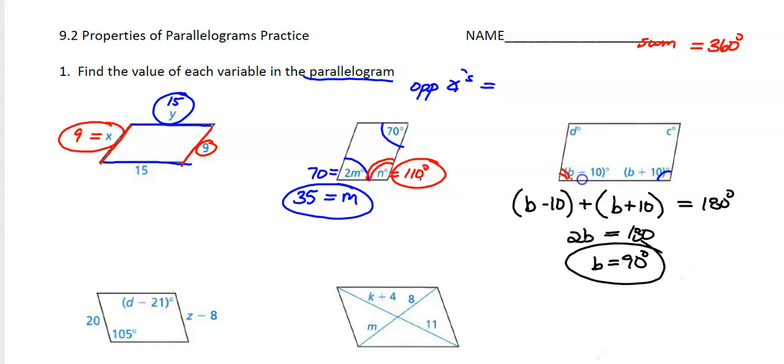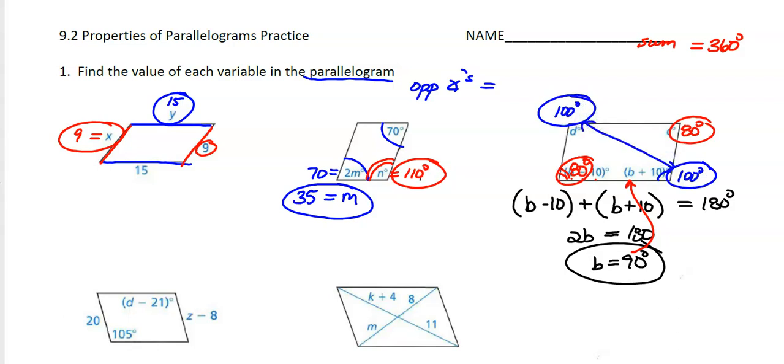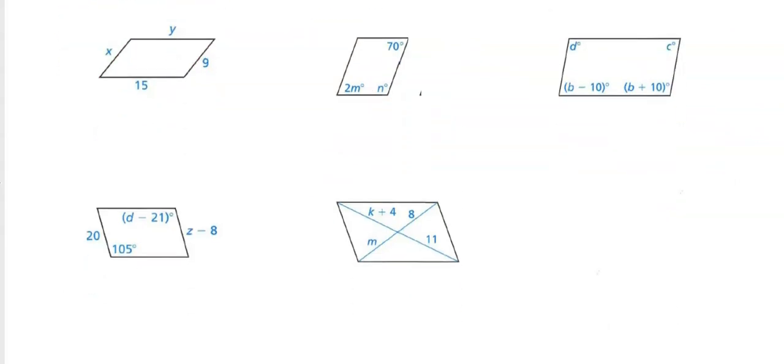That's helpful because when I substitute b equals 90 back in, 90 minus 10 tells me that this corner is 80 degrees, and because opposite angles are equal, this corner is also 80 degrees. If I substitute b in right here, I get 90 plus 10, which is 100, and the opposite angle is also 100. So you can see it's doing what it's supposed to do. Opposite angles are congruent. Consecutive angles equal 180. Everything's checking out rather nicely.